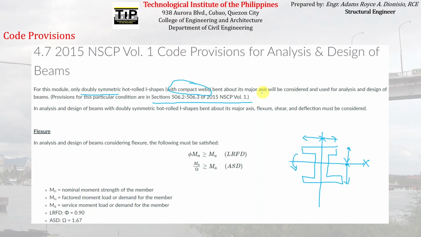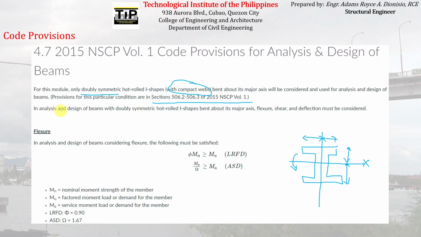Okay? For other types, you can use the other code provisions of the NSCP. So you can use 506.4 kung ano pa yung mga applicable provisions doon. Kung hindi double symmetric, tsaka hindi compact yung web, tsaka hindi nagbe-bend sa major axis.